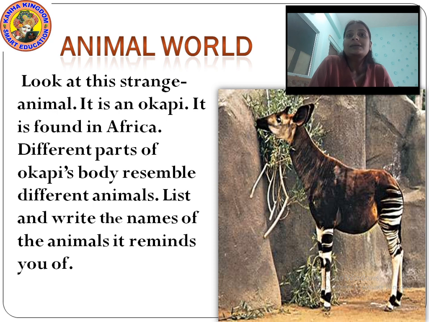Now look at this picture. This is a strange animal. The name of this animal is okapi. It is found in Africa. Different parts of the okapi's body resemble different animals.